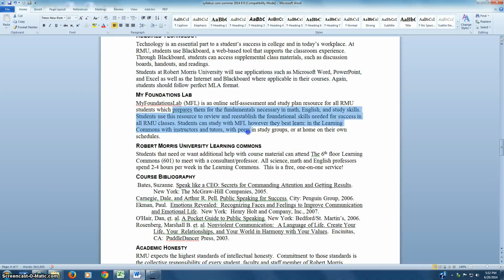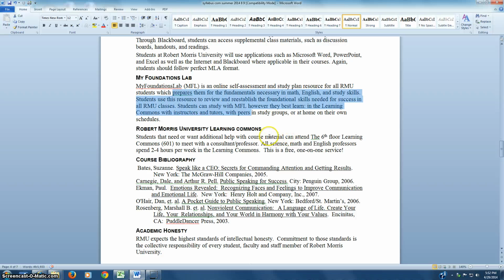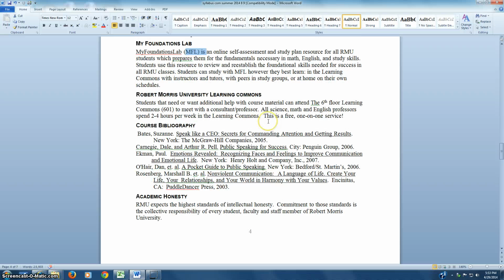My Foundations Lab I'll speak to you about in class. This is an online self-assessment that we will use, that you'll use for various classes throughout your English and other classes probably as well. We'll explain to you what the My Foundations requirements are for the communication class.